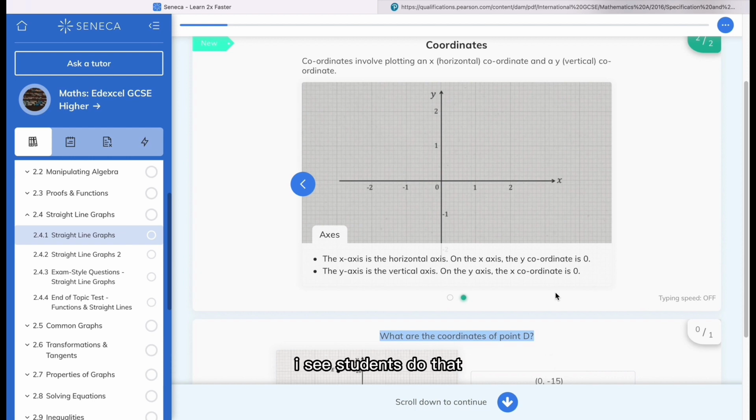I see students do that, and then I have to tell them to do the Seneca Learning in front of my eyes in my tuition lessons. So do that as well. Do not do that, and listen to what I say.